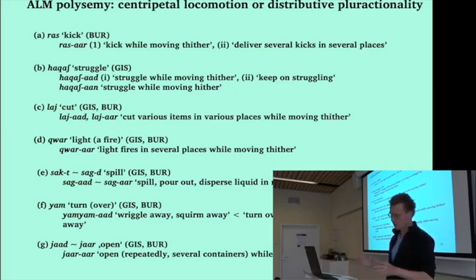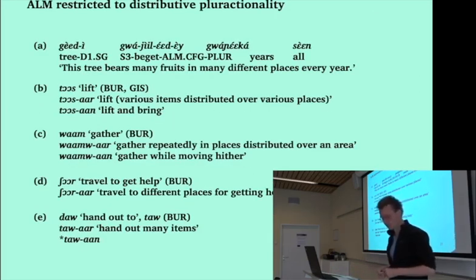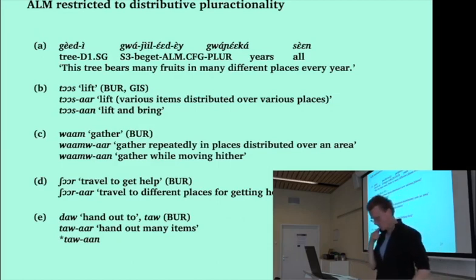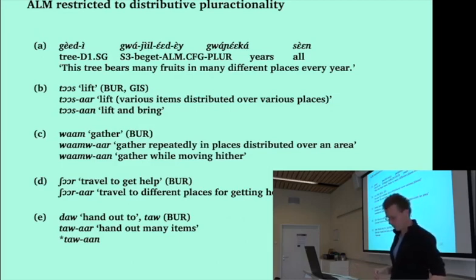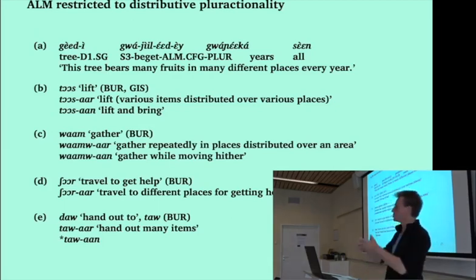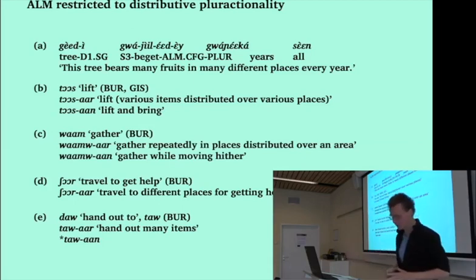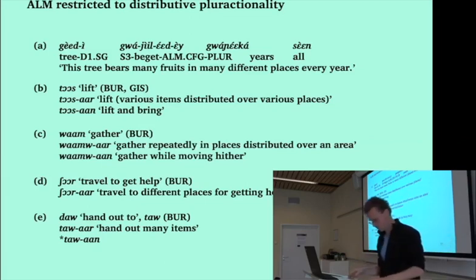And there are also instances where the alm marker is restricted to express distributed pluractionality because an associated locomotion is excluded on semantic grounds. It might also be important to note the asymmetry in this semantic specialization, since it is restricted to the centrifugal associated locomotion marker. The centripetal marker is not involved here, apart from a general tendency towards increasing entropy. This is possibly so because the deictic center is usually much more narrowly circumscribed and spatially confined than the external territories of the deictic center.